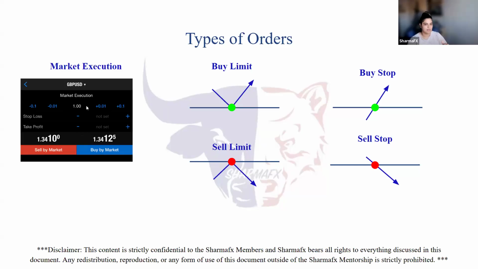I'm going to pick my lot size here. I can reduce it, I can increase it by 10 cents, I can increase it by a penny, I can reduce it by a penny or 10 cents. This is a standard lot. This is $1. I can place my stop loss, my take profit. We're going to talk about what exactly that is, and it's also part of your study guide, I believe.